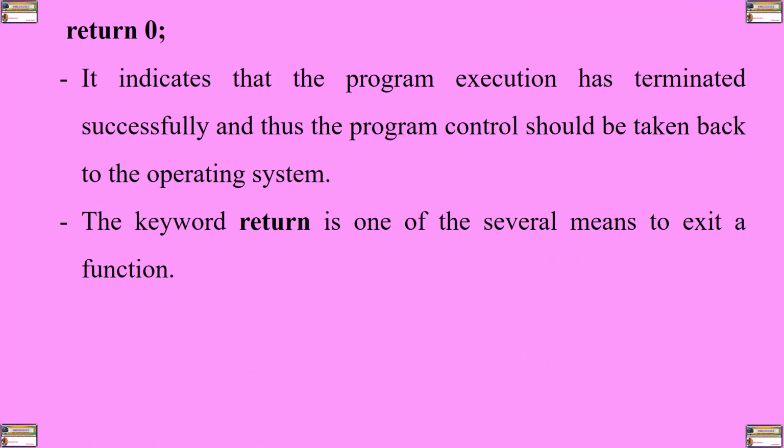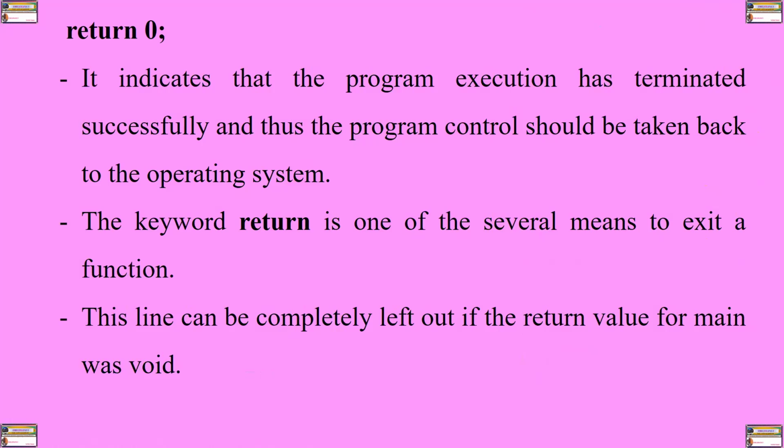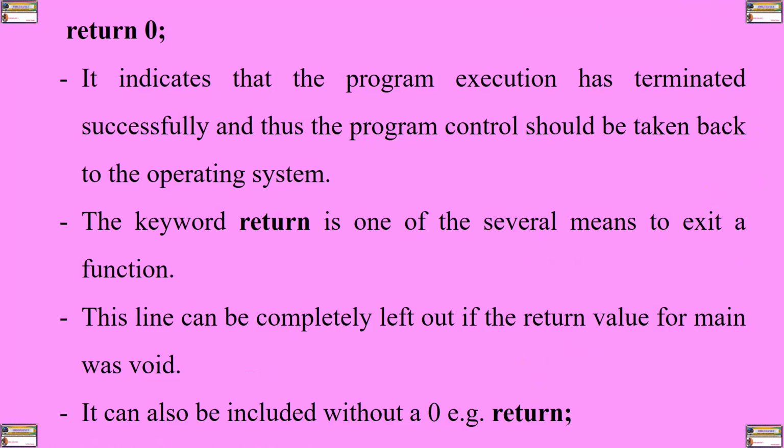The keyword return is one of the several means to exit a function. This line can be completely left out if the return value for main was void. However, just as I have said, in relation to int, that is the return type, it is a good practice to include it in your program, regardless of whether your main will return any value or not. It's a good programming practice in C to include it. After all, it will cost you nothing. It can also be included without a zero, for example, return, then a semicolon.